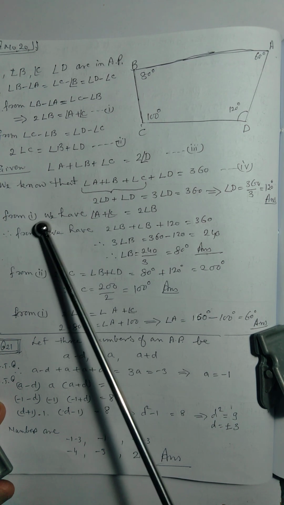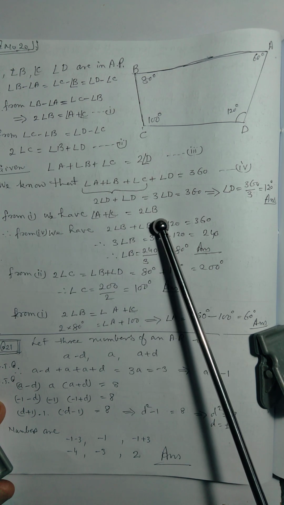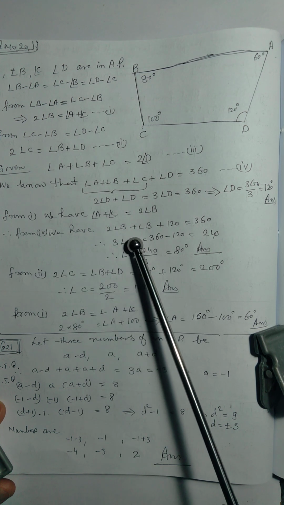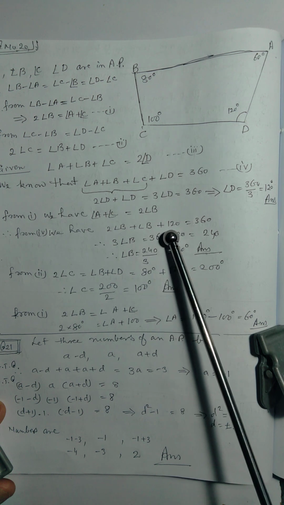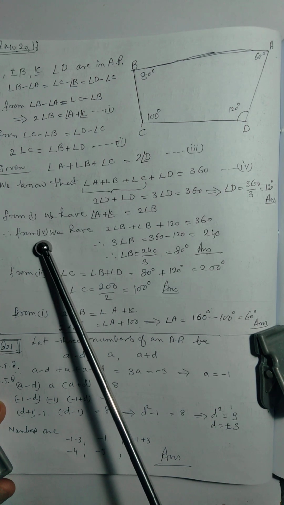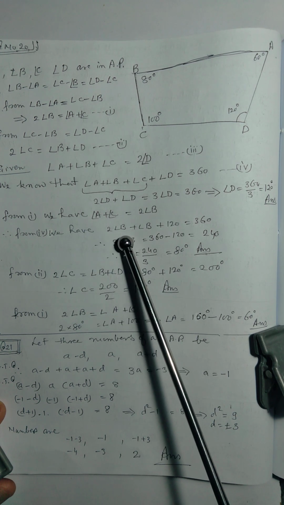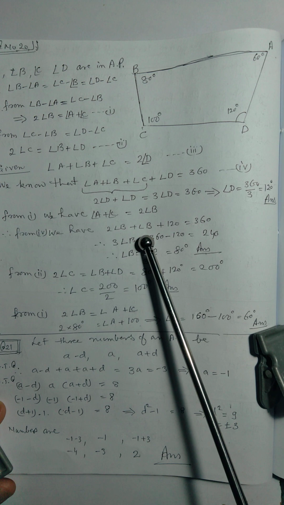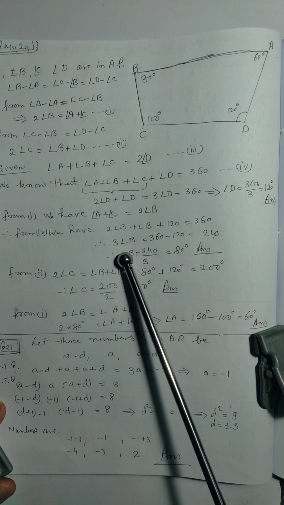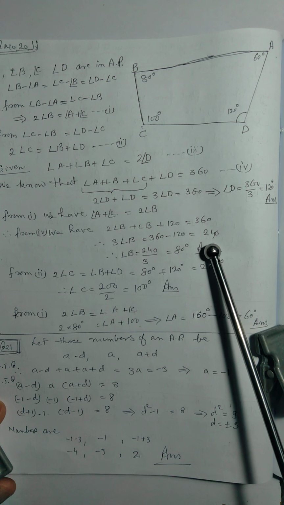From the first equation, we have A plus C is equal to twice of B, and from the fourth we have twice of B plus 120 is equal to 360. You see, from the fourth, this is the fourth. So twice of angle B plus angle B plus 120 is equal to 360 degrees. Therefore, thrice of angle B will be equal to 360 minus 120, that will be equal to 240.